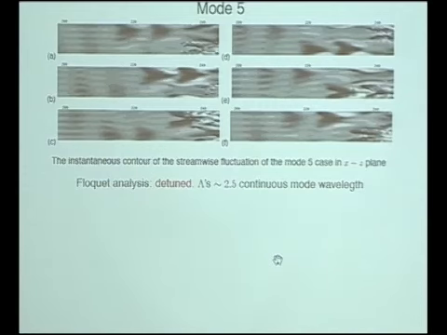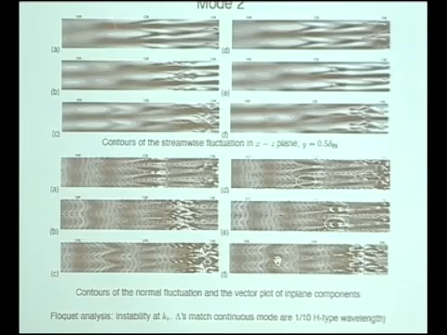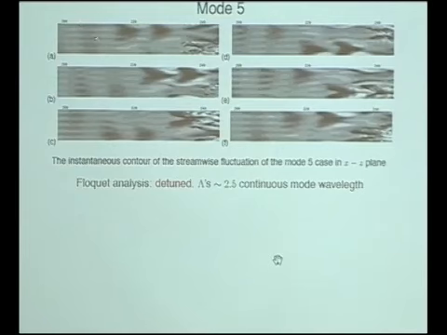Well, let me just jump forward to draw the contrast. That for the mode 5, and this is our explanation, is that the instability from the Floquet analysis is 2.5 times the wavelength of the continuous mode. So that's why they don't lock on. And whereas in mode 2, they lock on to the continuous mode wavelength. So the Floquet analysis gives some rationale for that. So now you can see these are forming the lambda contours, and like in orderly transition, the lambdas develop and then break down into turbulence.